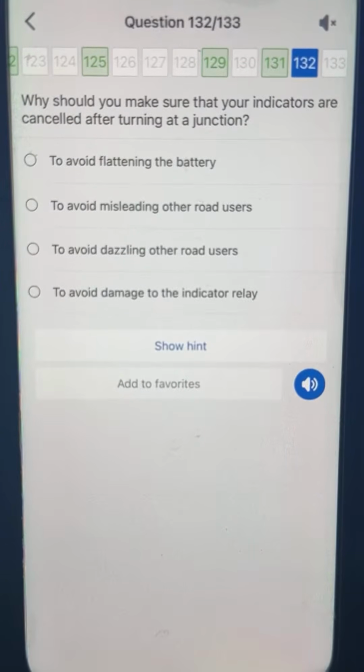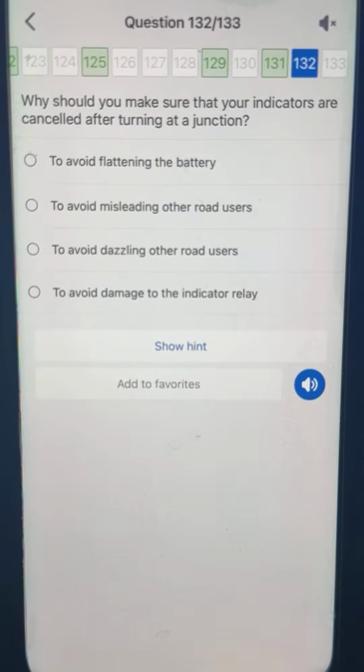Okay, what should you make sure? Yeah, by the way, some vehicles may have that option automatically. As soon as you finish the turn, the signal will switch off itself.